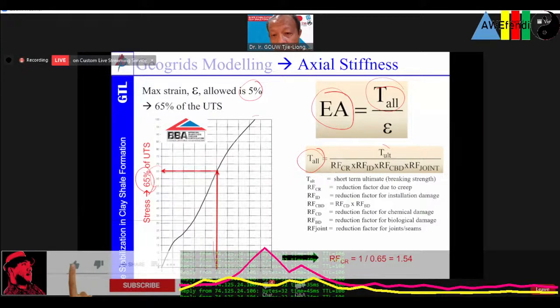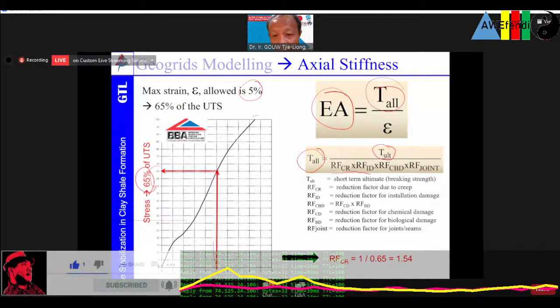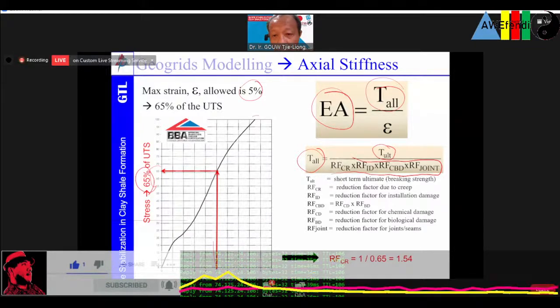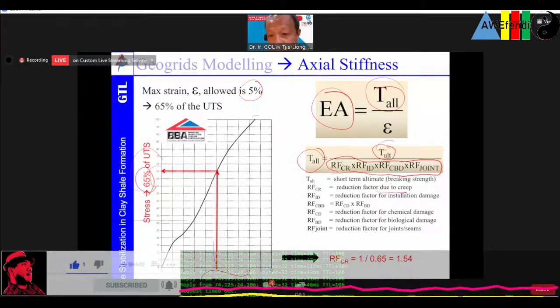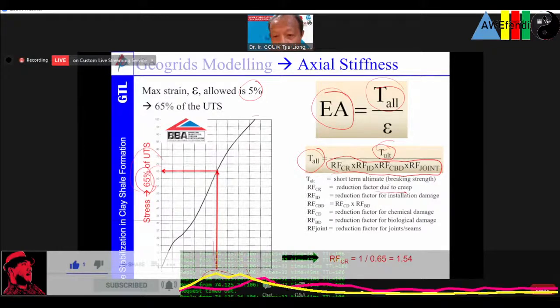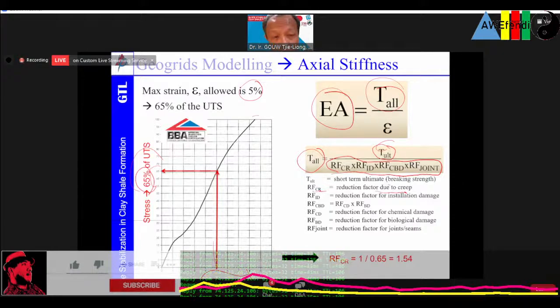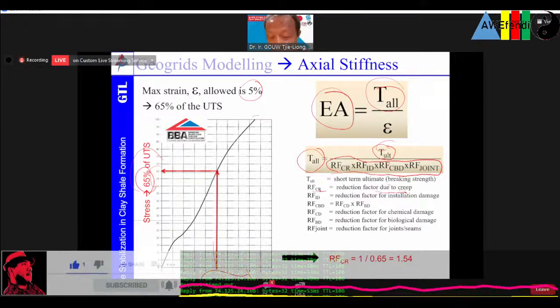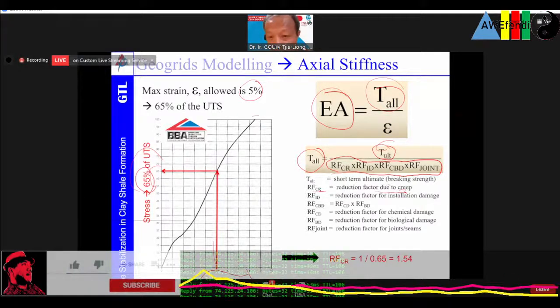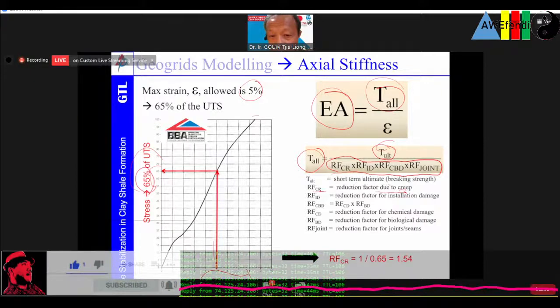This is the reduction factor due to creep, the creep effect. And this is the ultimate short-term breaking strength. Then this one is the creep reduction factor. Geosynthetic, when under stress for a long time, will creep. So we have to take this into account because the airport is designed for 100 years.